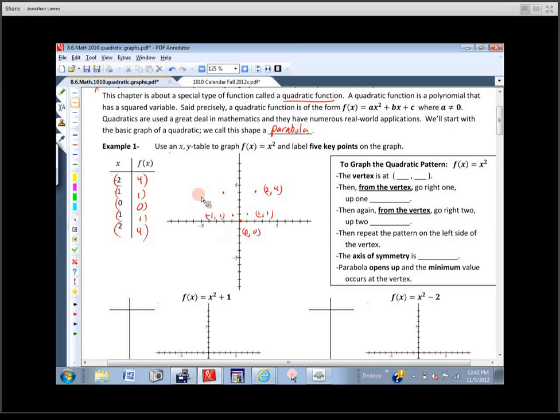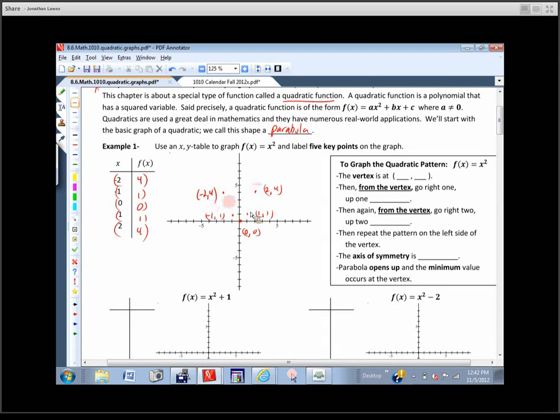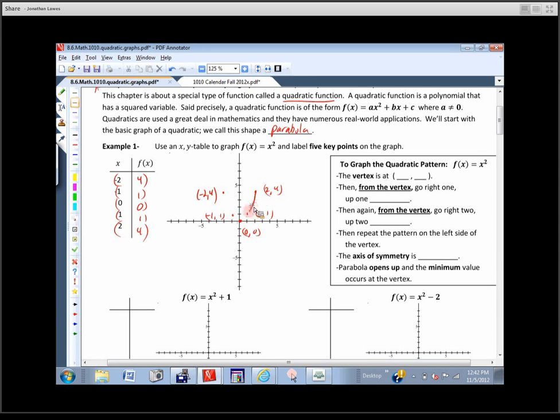And then I've got negative 2, 4. Okay, everybody watch, please. Need you to watch. Okay, we're going to connect these shapes in a nice smooth curve. So I'm going to go from here over to there. But a lot of people just do this. And then they stop right there.